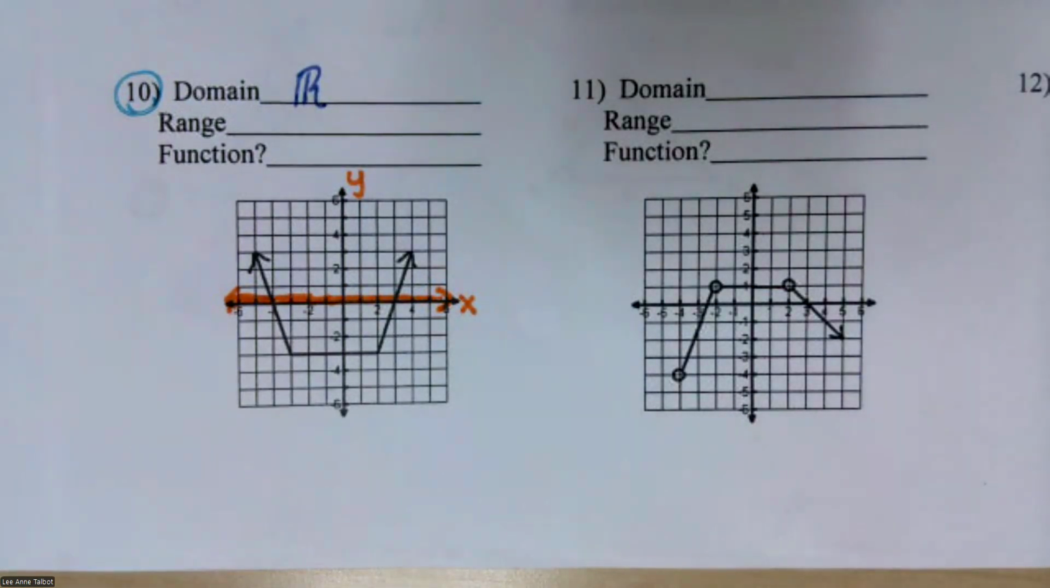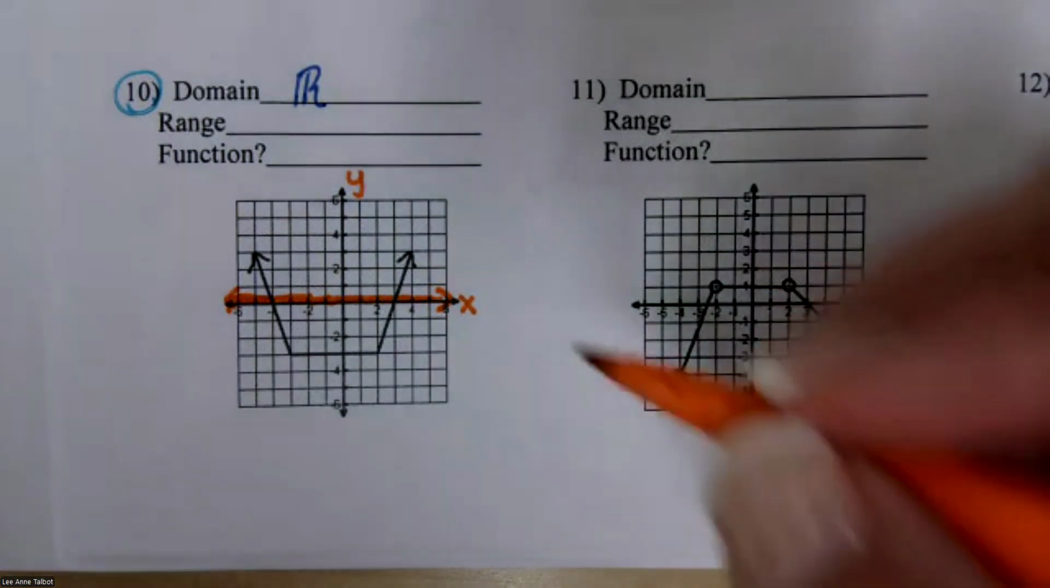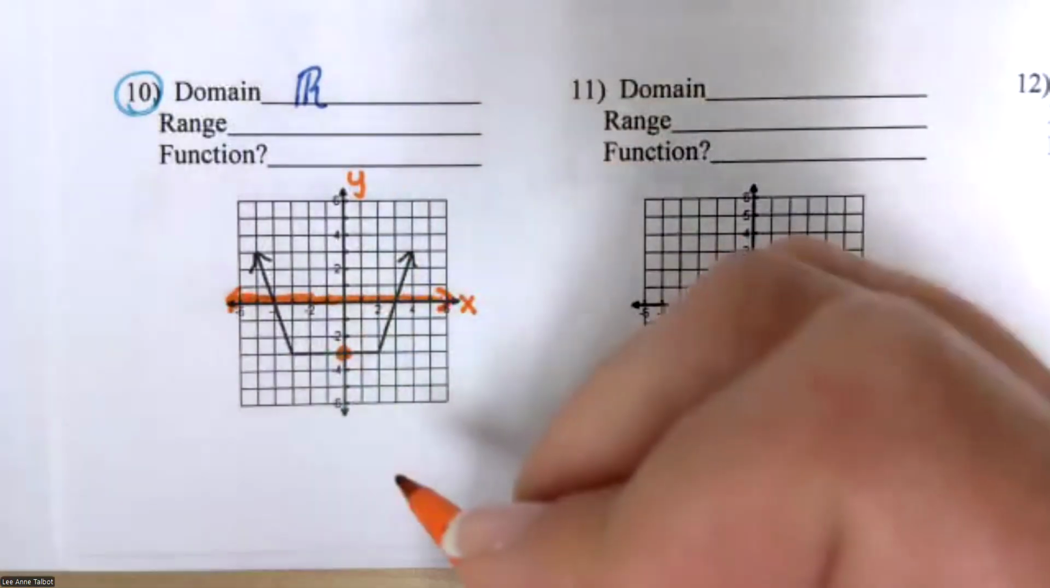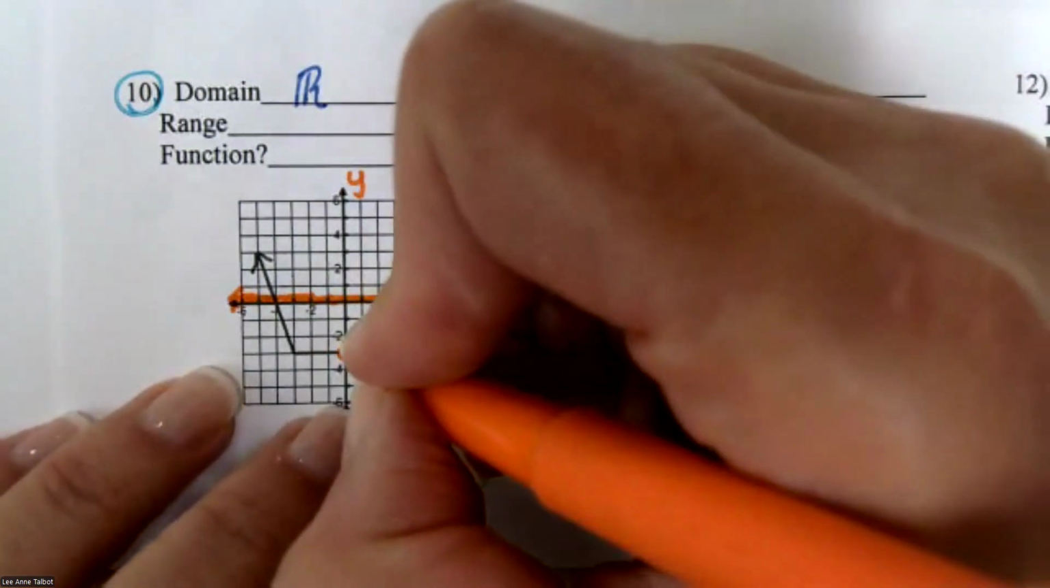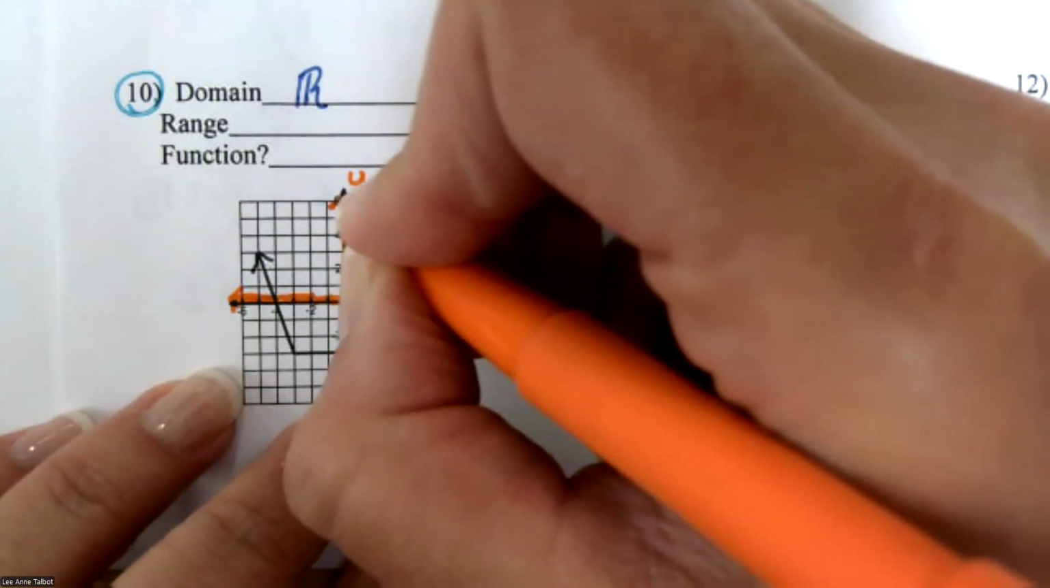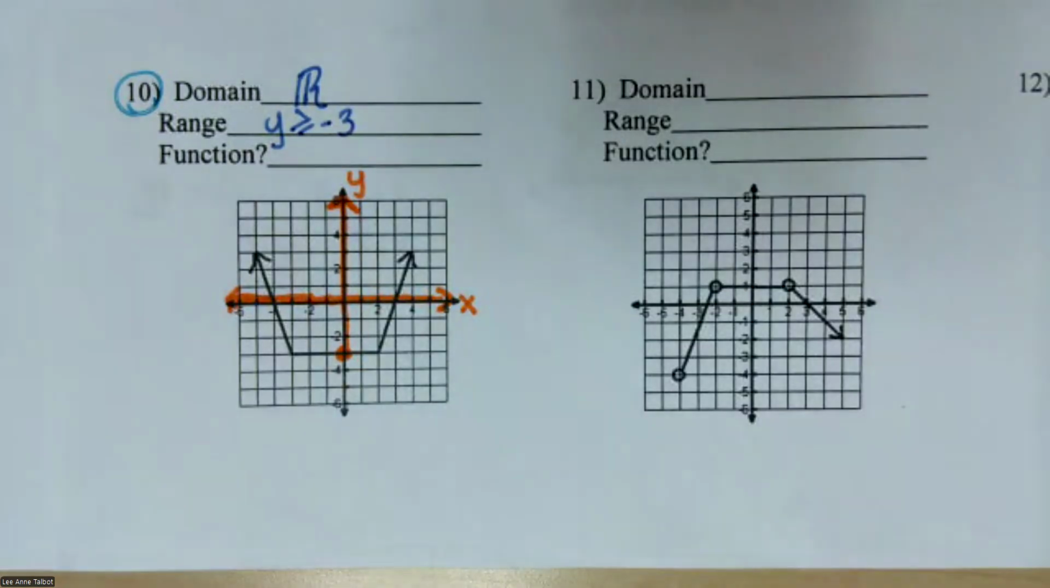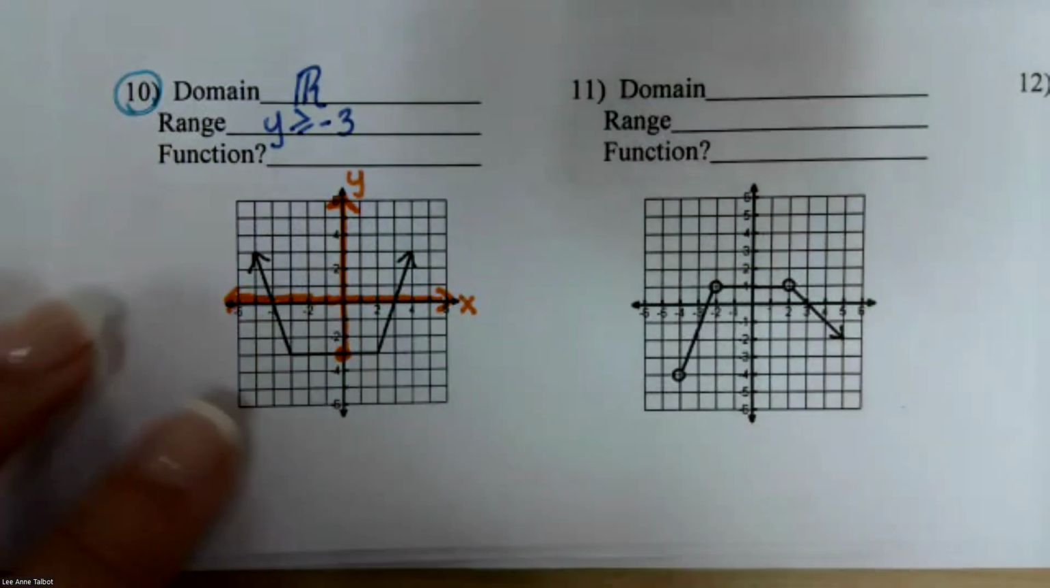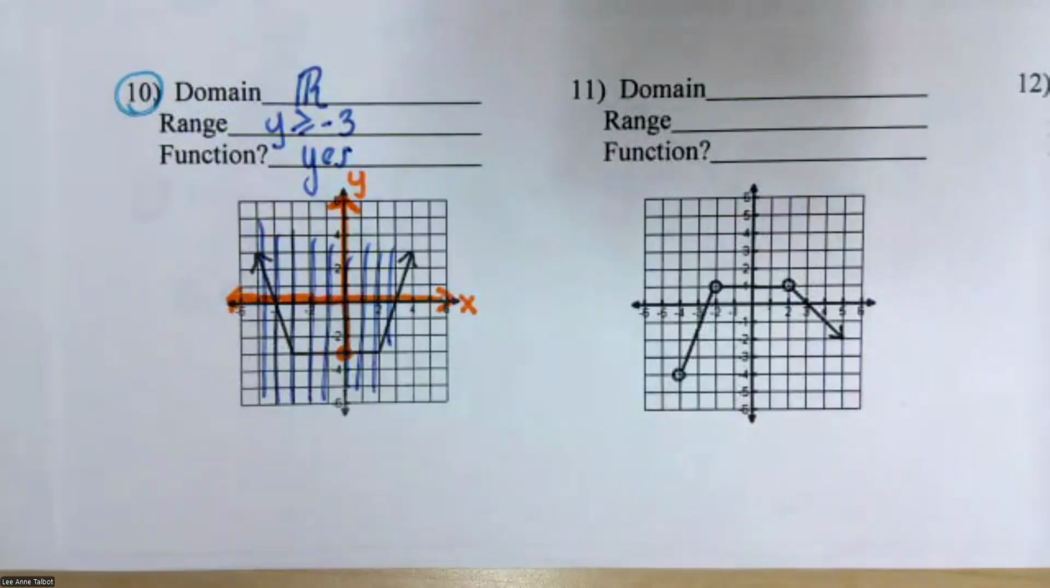Okay, but it's not all real numbers for the range. What's the lowest spot on this graph? Beautiful, -3. And does it actually touch there? Yes. And it goes up forever. So y is greater than or equal to -3. Again, if you forget which way the inequality goes, just look at the crocodiles. No one's going to judge you. Is it a function? Yes. Domain and range is no joke.